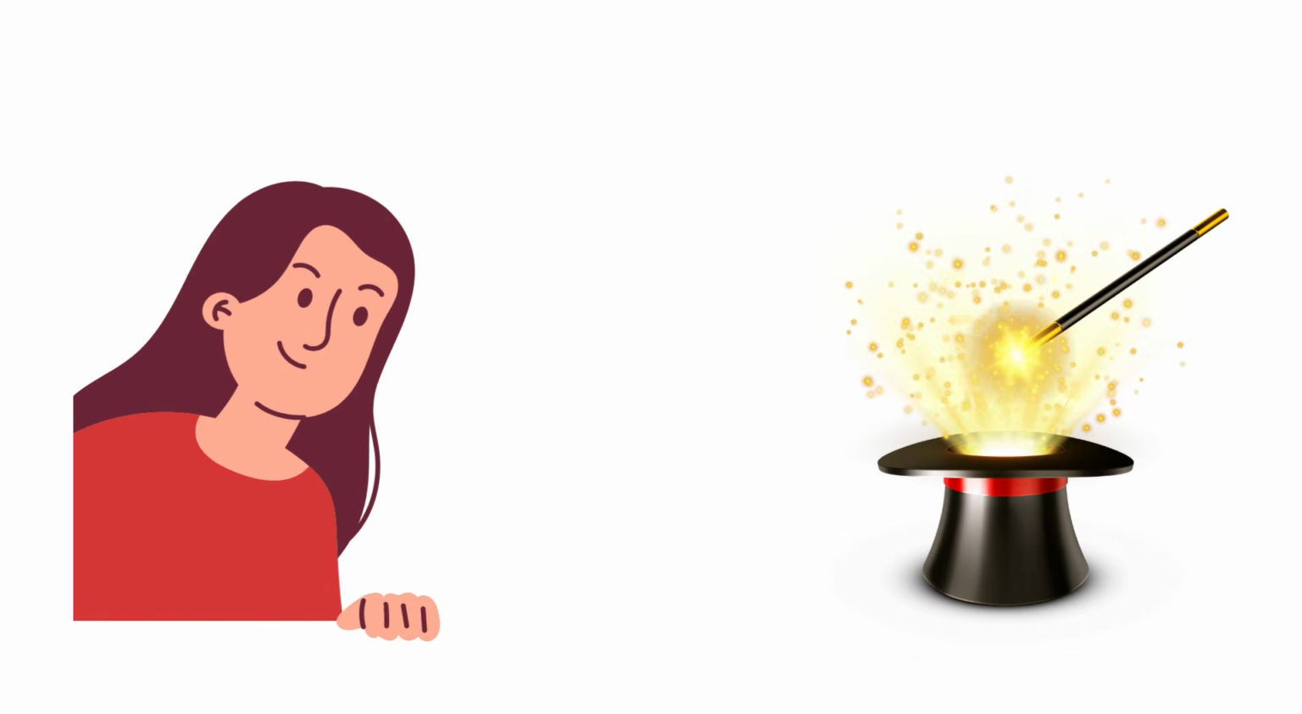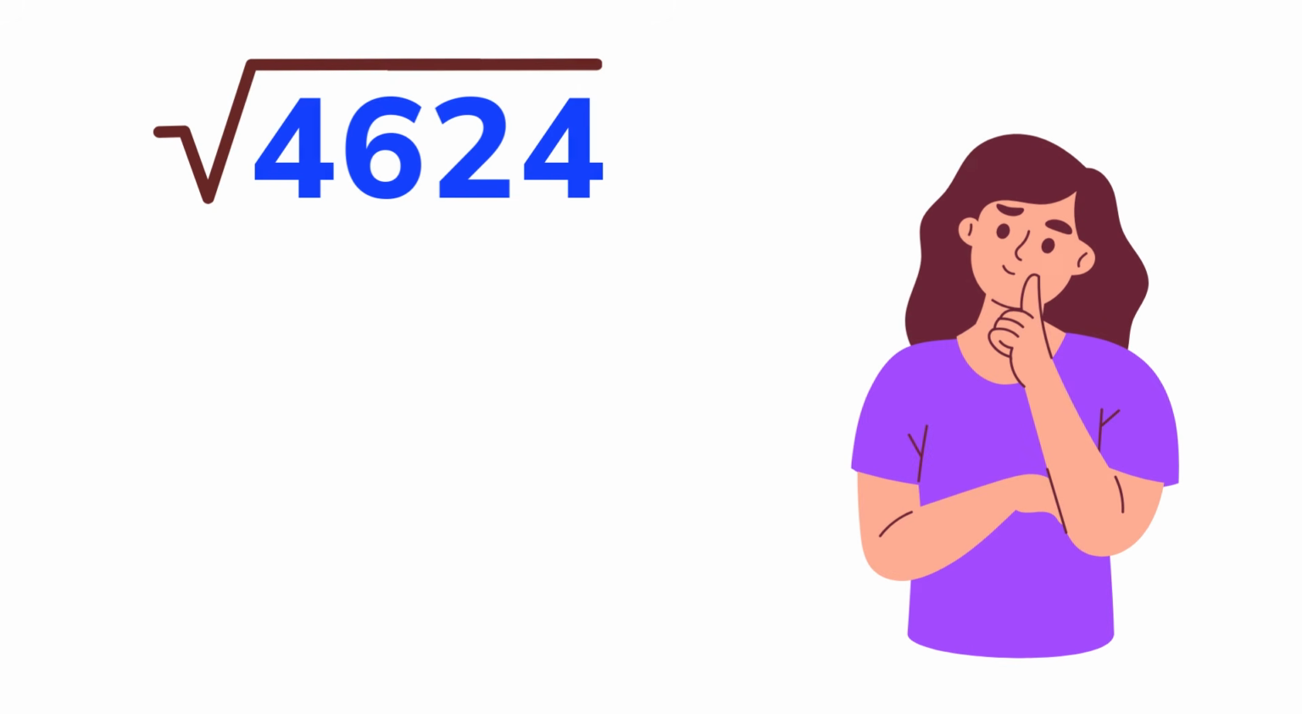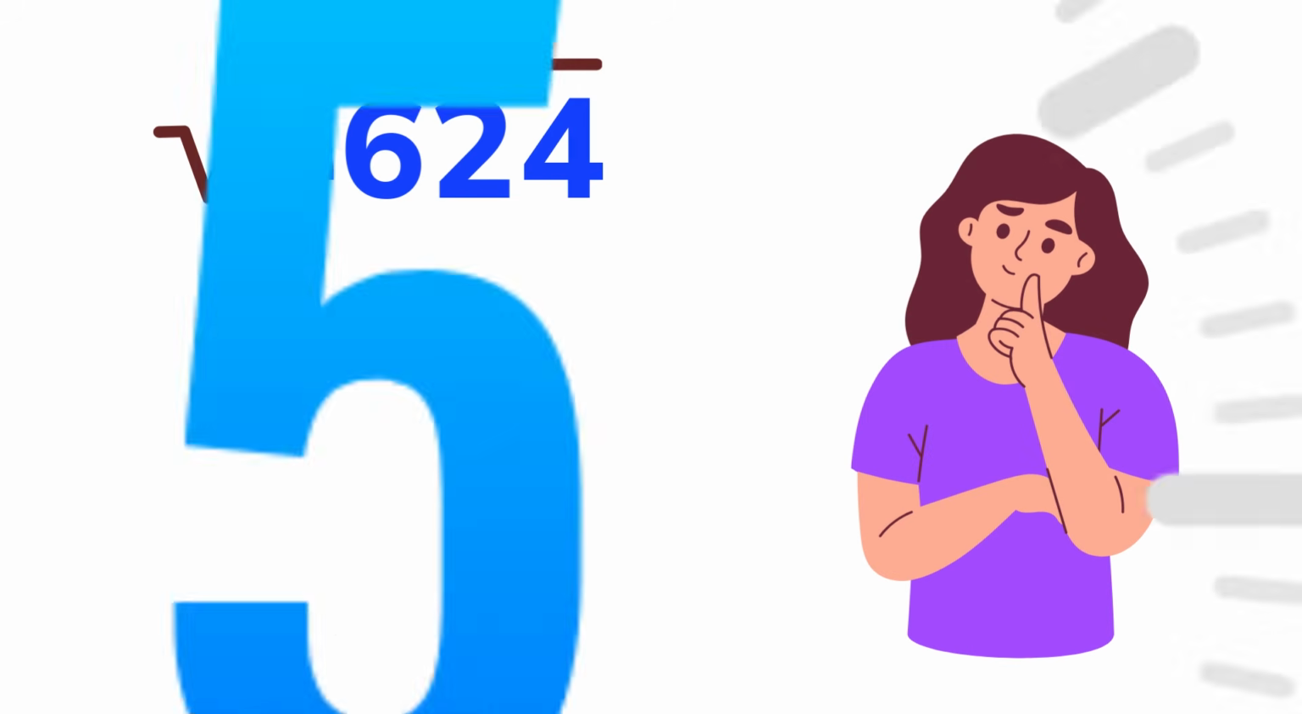Now that you've seen the trick in action, let's test you one last time. What's the square root of 4,624? You should be able to answer this in less than 5 seconds now.